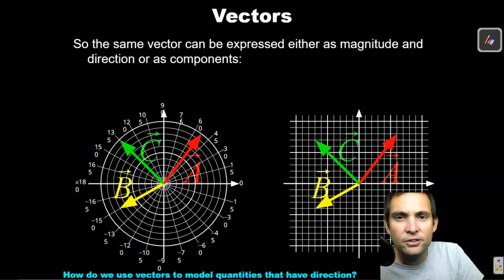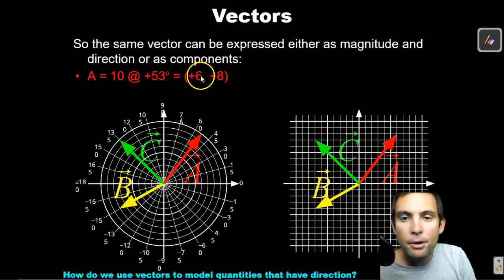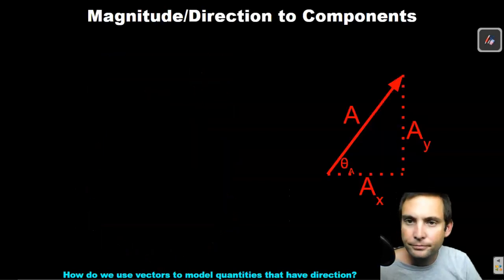So the same vector can be expressed either as magnitude and direction or as components. This is an example of how vector A would be expressed as both. So we start off with the magnitude at 53 degrees. Magnitude at direction. The component form is positive 6 in the x and then positive 8 in the y. There's vector B, same format, and vector C.